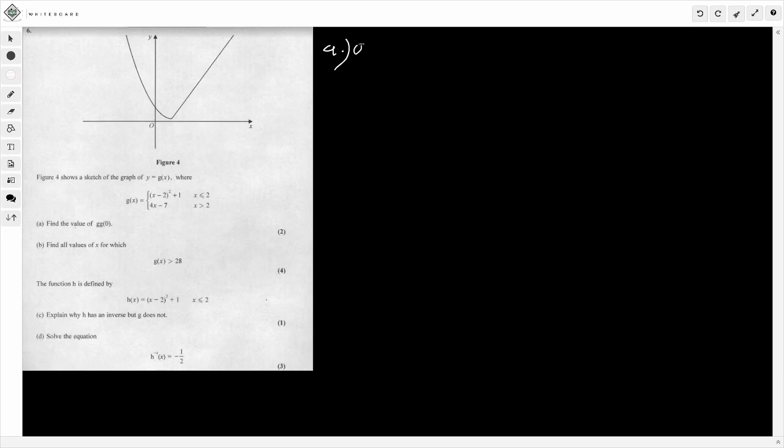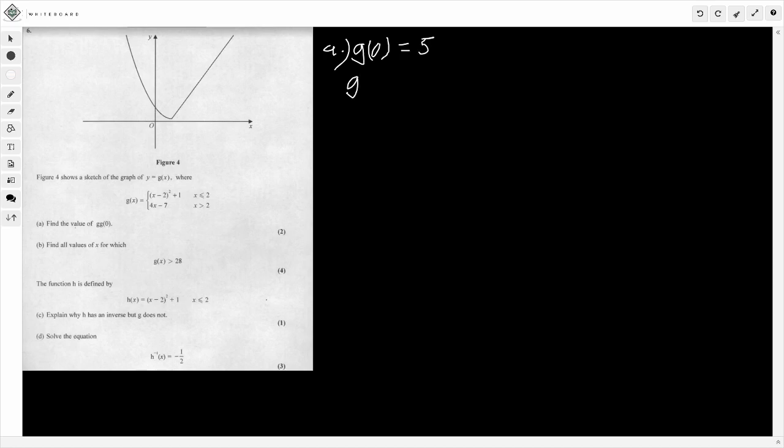So g of 0, or g of 0, sorry. But first let's work out what g of 0 is, and then once we've worked out g of 0, we're going to put that value into g of x again, and we should have our final value for the composite function. So g of 0, so when x is less than or equal to 2, we must put it into this part of the function. So 0 minus 2, if we square that's going to give us 4, and then if we add 1, 4 plus 1 is 5.